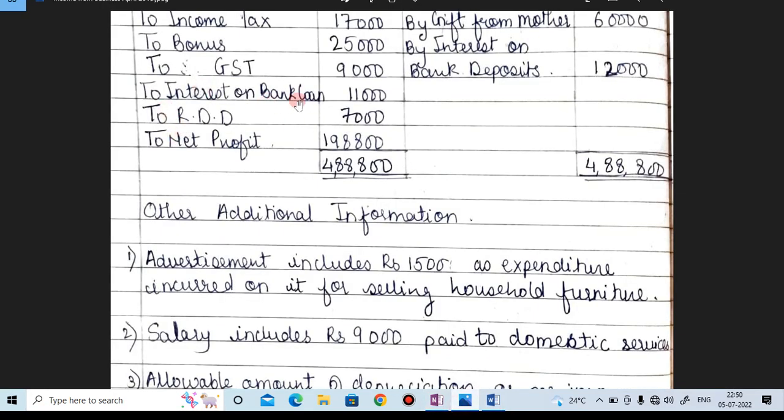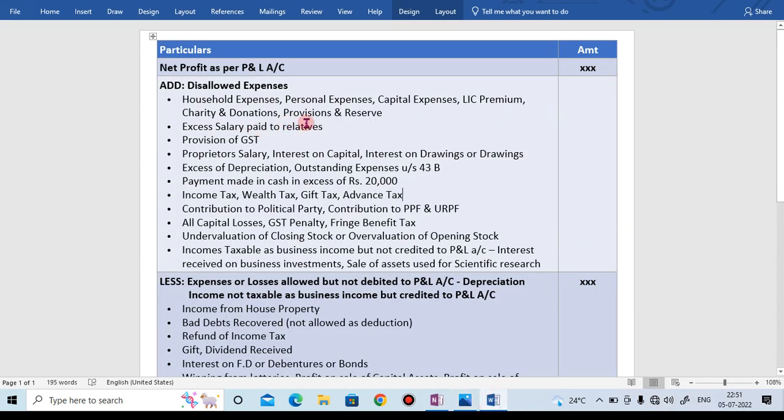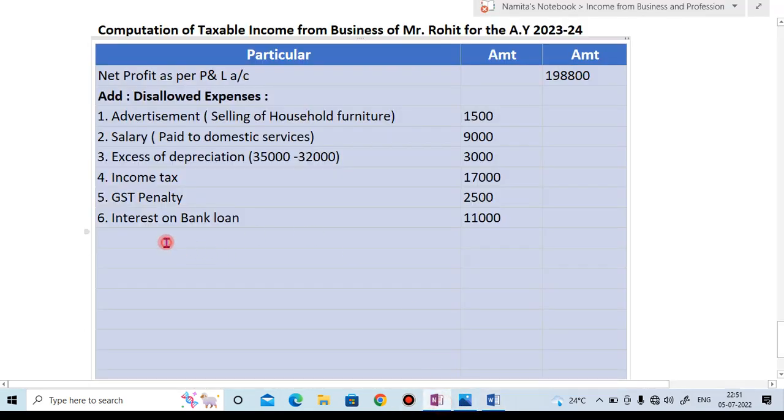After interest on bank loan 11,000, next is RDD. The full form of RDD is reserve for bad and doubtful debt, that is 7,000. Any type of reserves, any type of provision is called disallowed expenses. See here the format, provision and reserve. So RDD is reserve, so it is disallowed expenses.